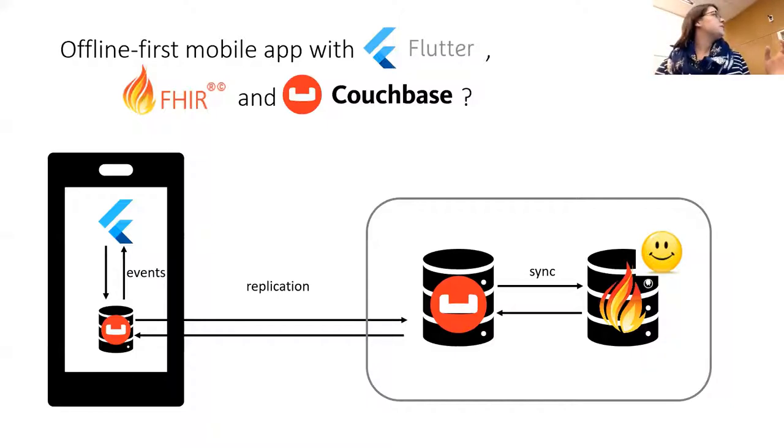So we have the application that's represented by the Flutter icon here that's connected to the local instance of a database. And the tool we use for that is called Couch. Couchbase, CouchDB are two different versions of this tool. Couchbase is the one we're using here. And so there's basically an instance of the database on the phone and an instance of the database on the server, and they keep each other in sync automatically.